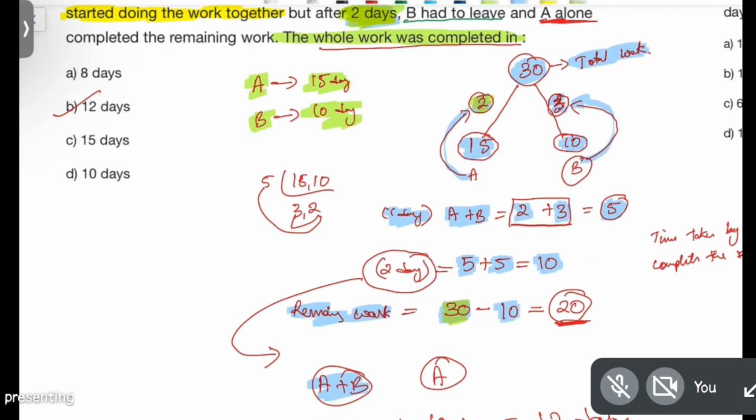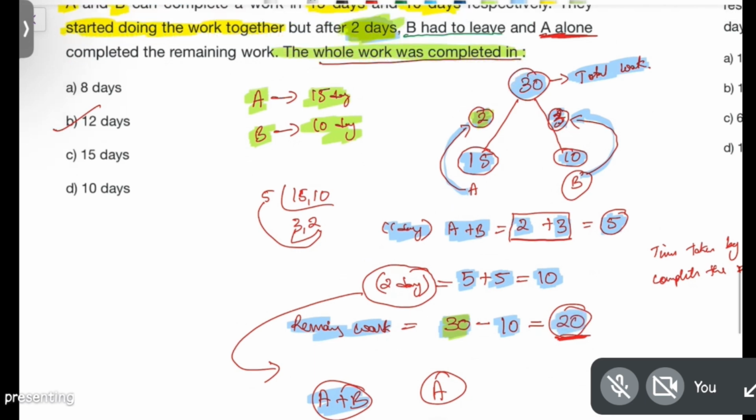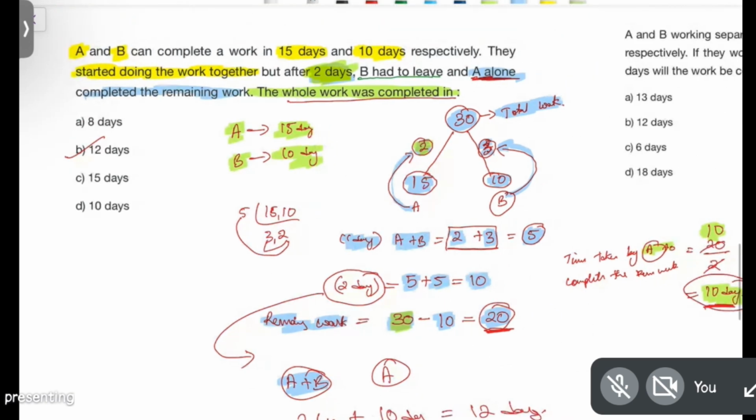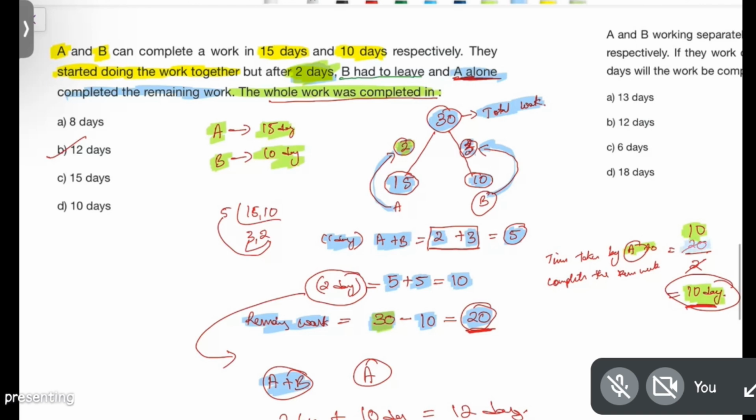Now the remaining work is how much? 20 works. And we know from the question that A alone has to complete the remaining work. So this 20 works is being done by A alone. And we know that A is doing 2 pieces of work in a day. So I'm dividing it by 2, which means A will take 10 more days to complete the work.